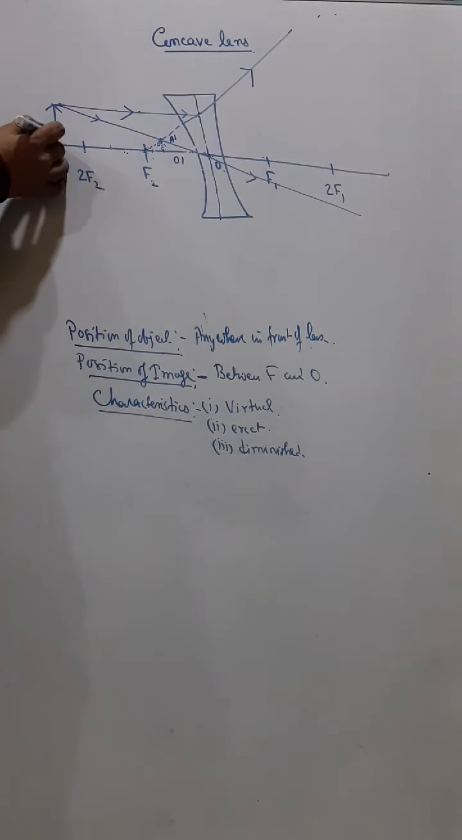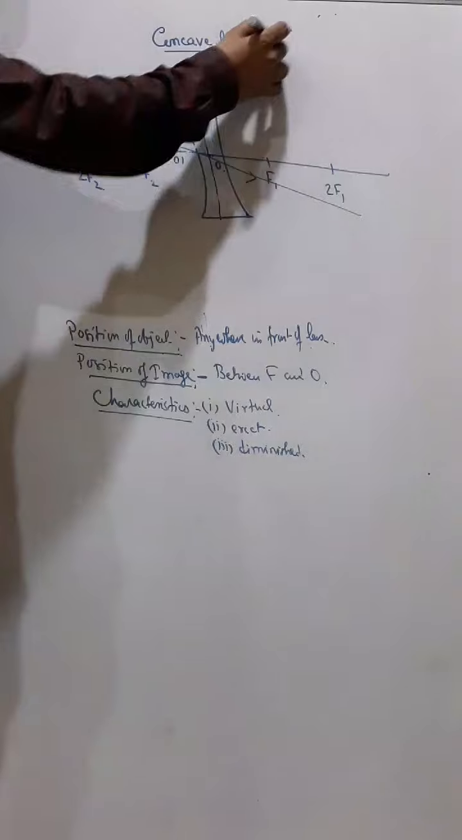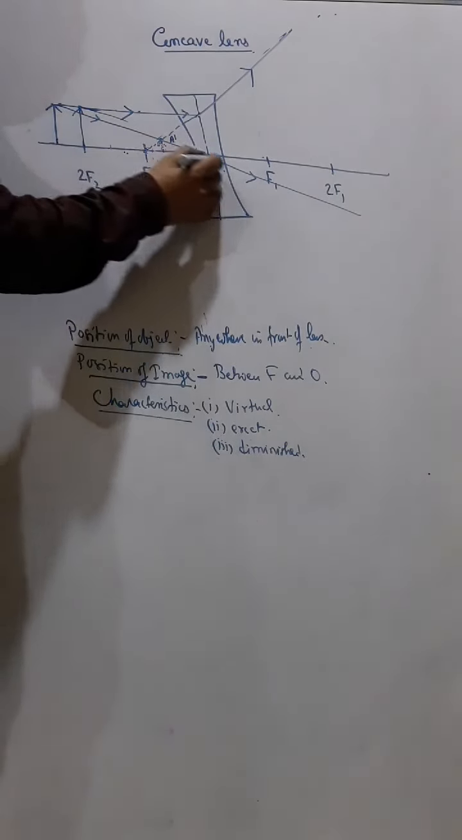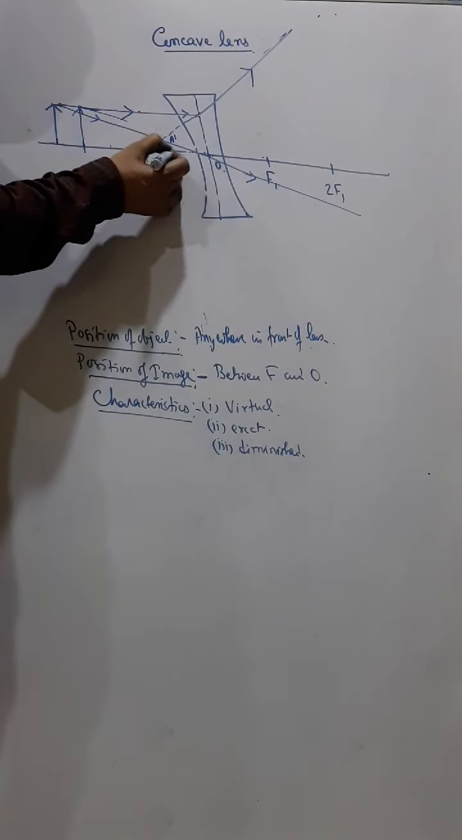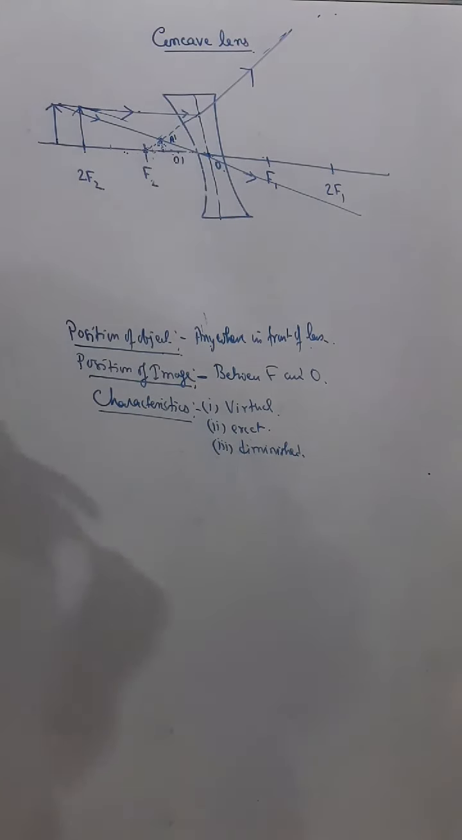So if you keep the object here, then also you can find there will be no such difference, only a little bit of shift here and there, but the image will always be between focus and pole. Okay, so this is the first part of lens finished. So this is the diagram. In the second part, I will explain some numericals related to lens.